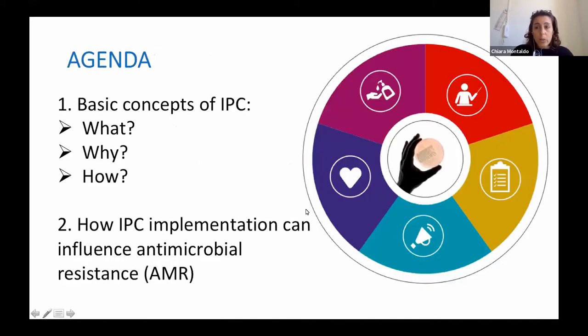During these 2 days, you are going to see much more in detail all the activities related to IPC. But here in the introduction today, I want to really give some basic concepts on IPC: what it is, why it is so important to implement it, and how we can implement it in our health structure. And then very few slides to make the link between IPC and antimicrobial resistance, which is the real topic of the workshop. Why these two are so linked, and how IPC can really decrease and improve the management of AMR. So we are going to see this today.